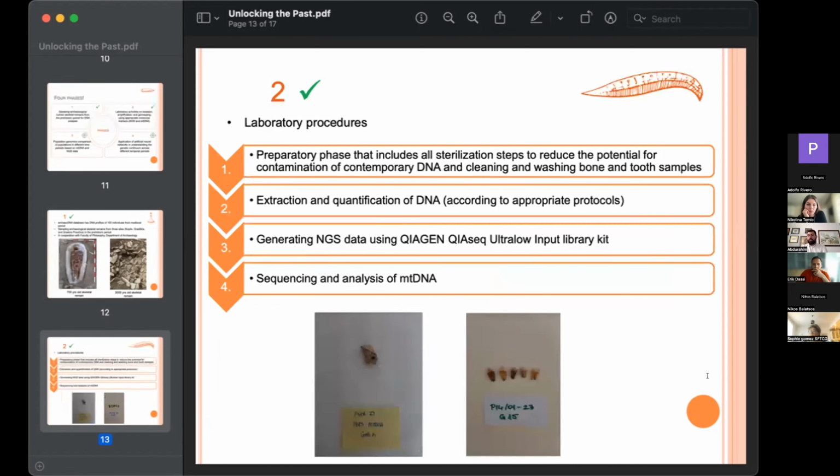The second phase included the laboratory procedures in the context of preparatory phases like sterilization, cleaning and washing of samples, extraction and quantification of DNA, generating NGS data, and sequencing and analysis of mitochondrial DNA.